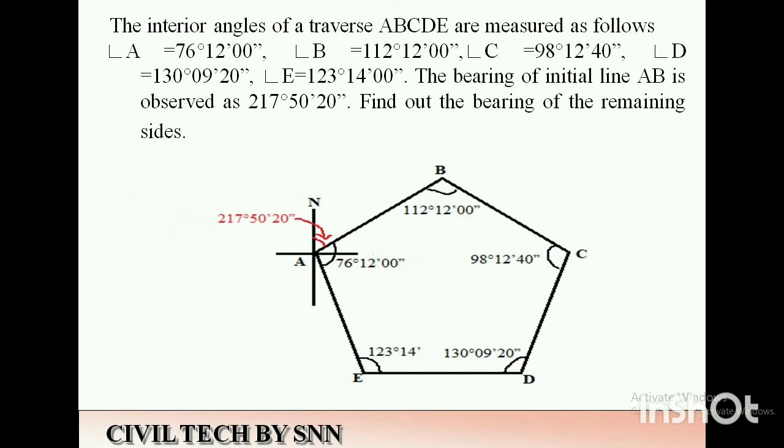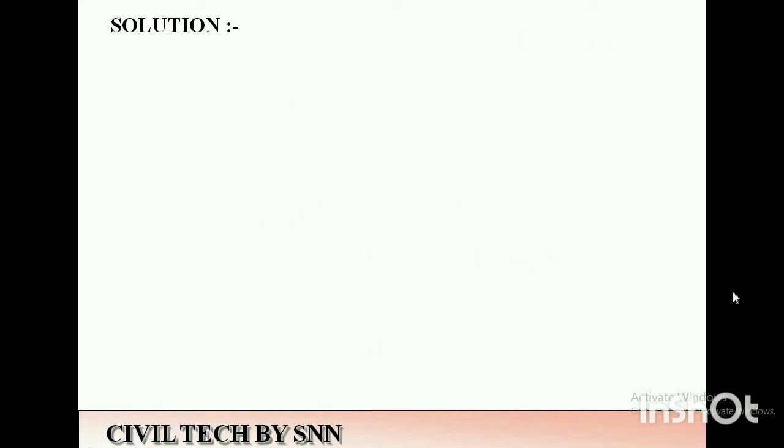For better understanding, we plot the sketch. In this sketch, this ABCDE is the closed traverse. The initial bearing of line AB is given, which is 217 degree 50 minute 20 second, and the included angles between the survey lines are given. So we can find out the bearing of the remaining sides from the given included angles and the initial bearing. Let us see the solution.